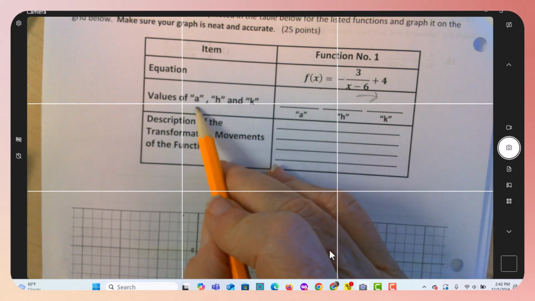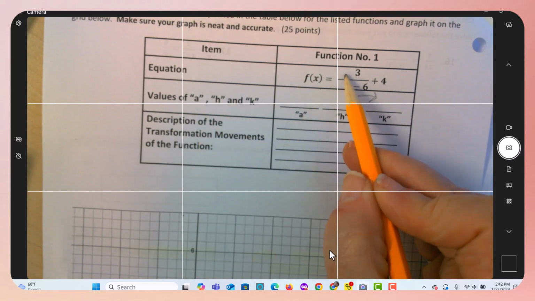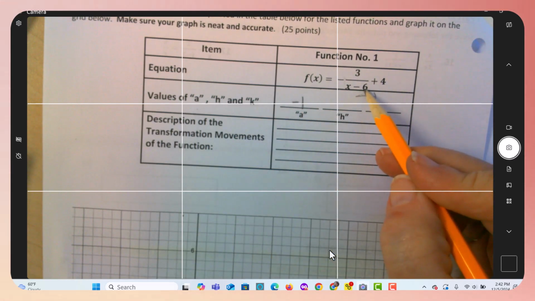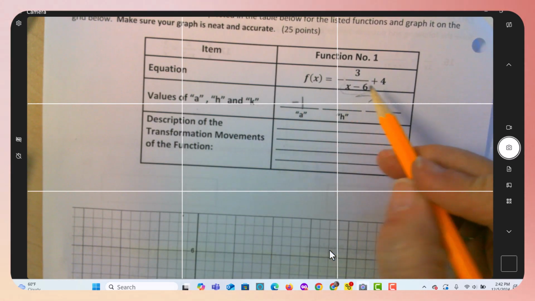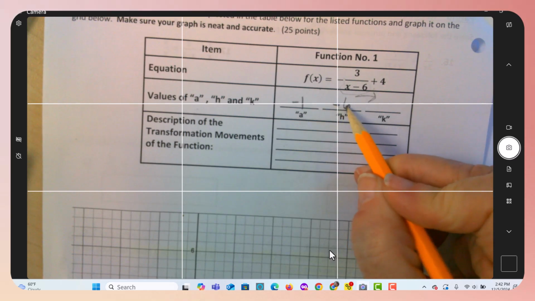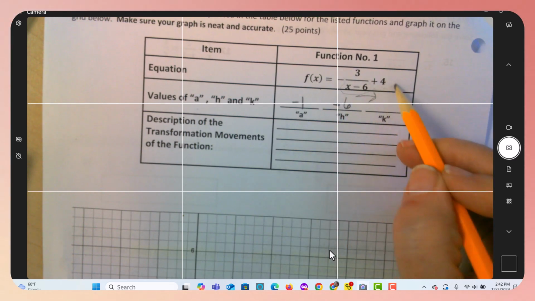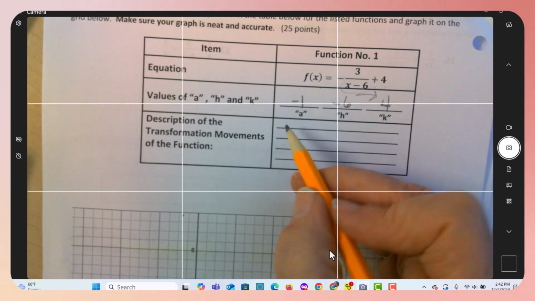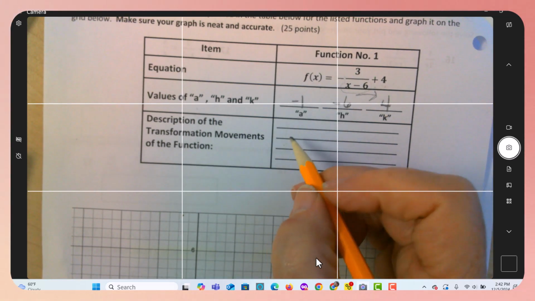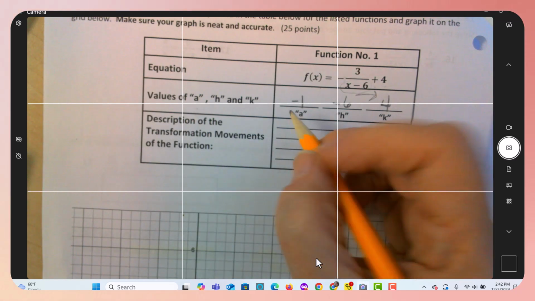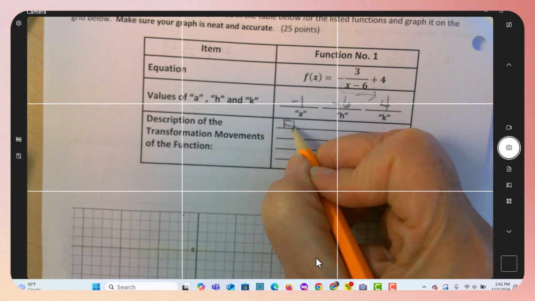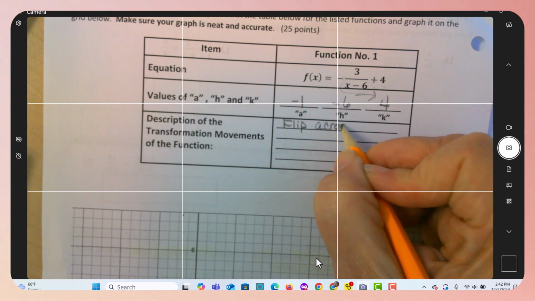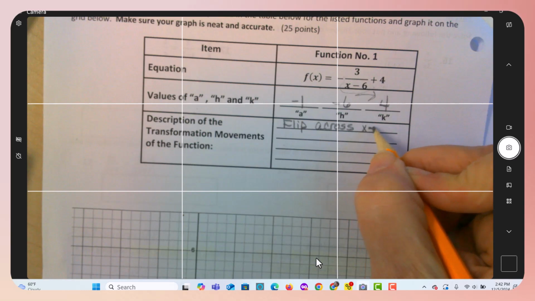What are the values of A? A is -1. H goes with the x, so H is -6. And K is going to be that constant at the end, so that's going to be +4. So let's describe again the transformation movements of the function. So it's going to flip across the x-axis.